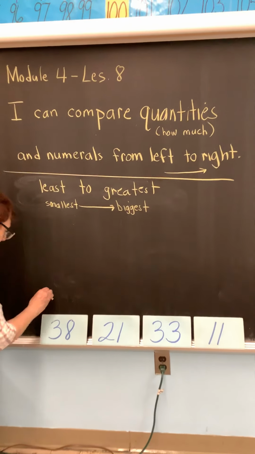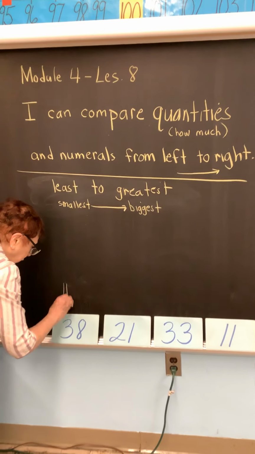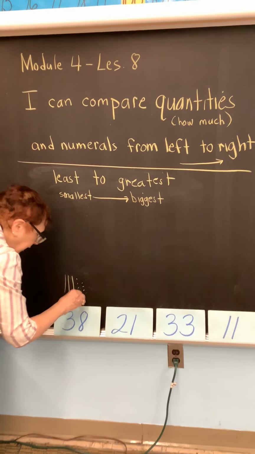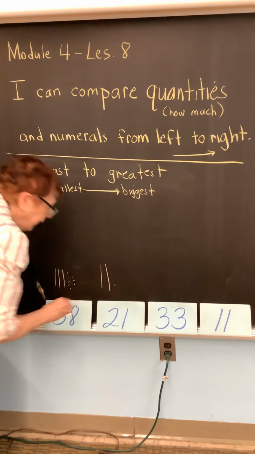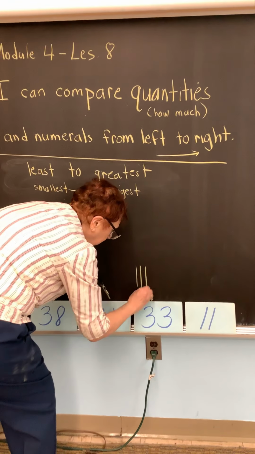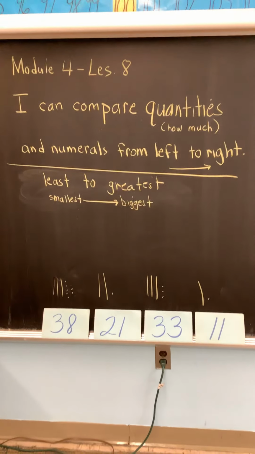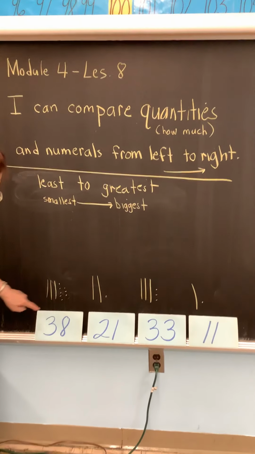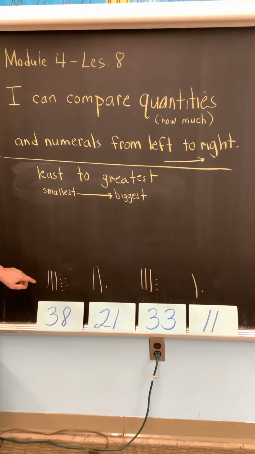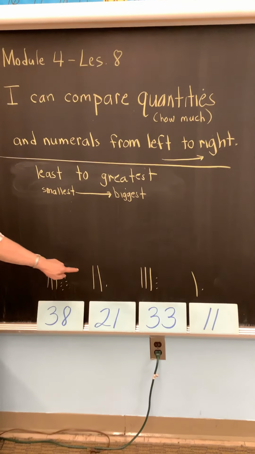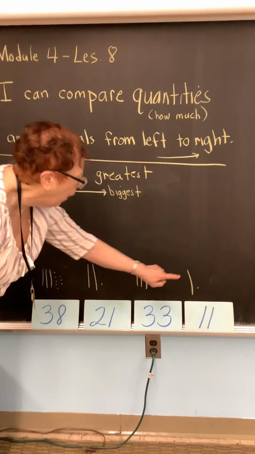So I'm just going to draw. So here's my 38. Here's my 21. Here's my 33. Here's my 11. So here's the first thing I notice. I noticed that 3 of these numbers have 3 10s, one has 2 10s and one has 1 10.